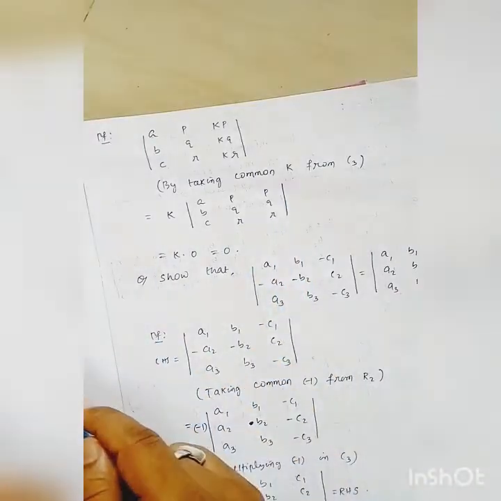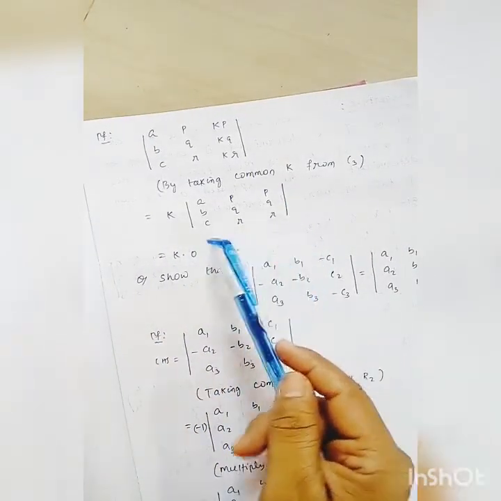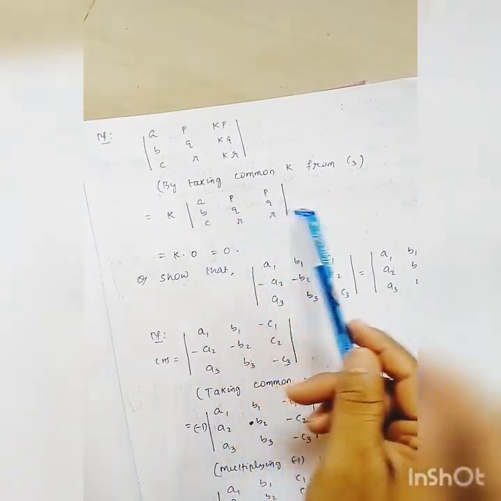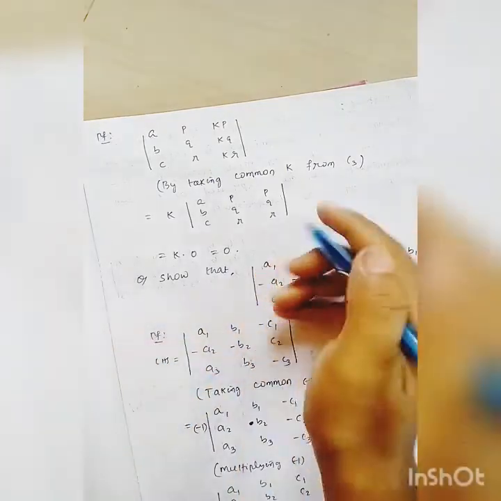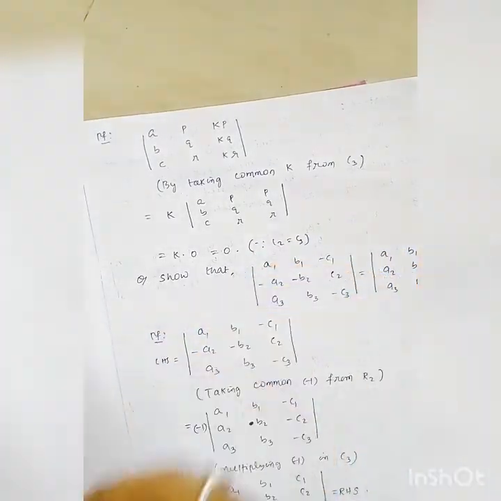By using the previous property, if any two rows or columns are identical, then the value of the determinant is 0. Now k into this equals 0, since column 2 equals column 3, by using the identical property.